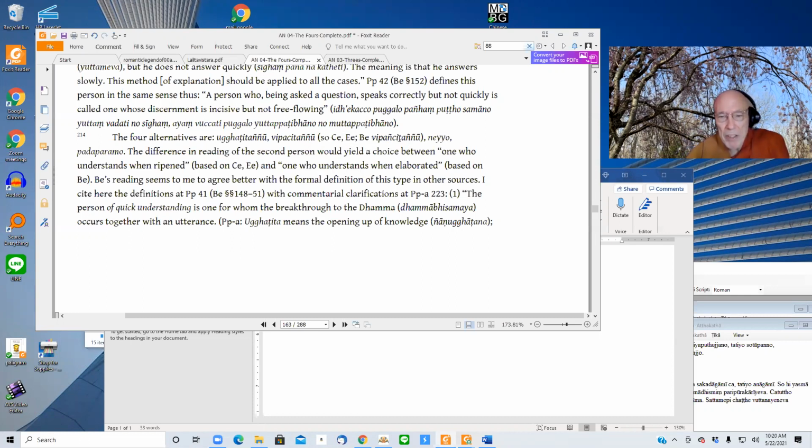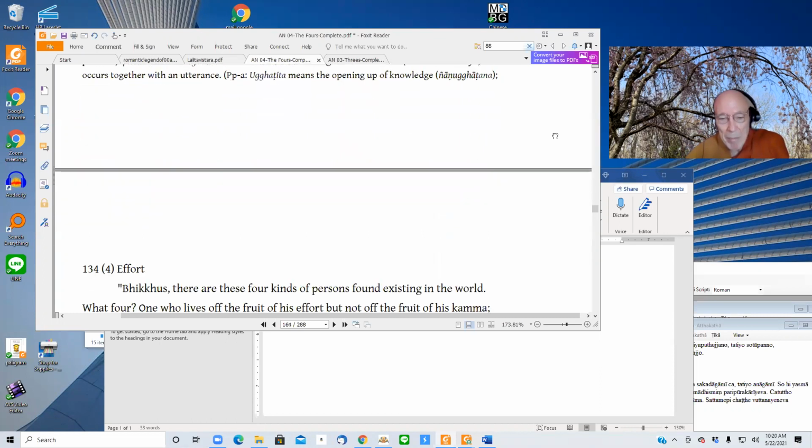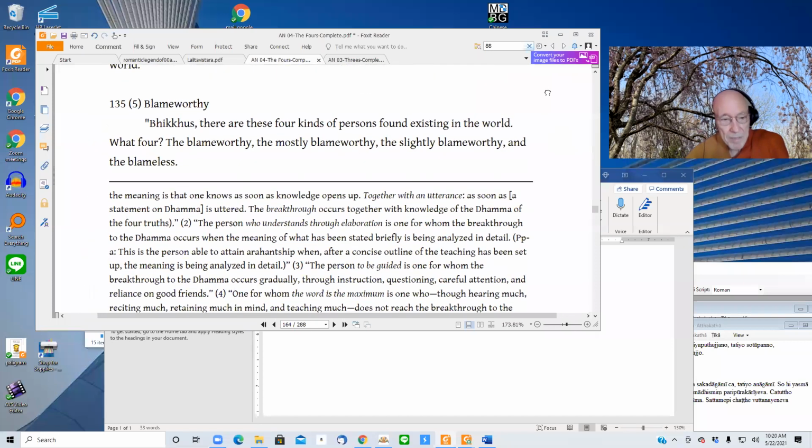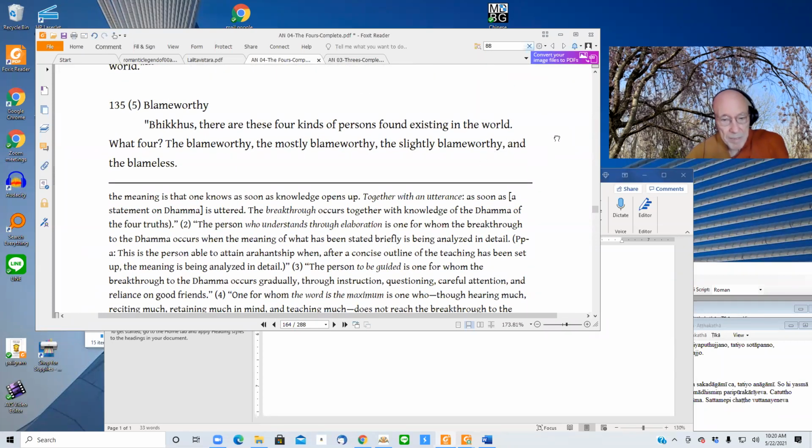And the Burmese reading, Vipañcitaññū, the word vipañcita means expanded or elaborated. So this would be one who understands when the teaching has been elaborated, elucidated in some detail. And then the commentary explains that this is one for whom the breakthrough to the truth occurs when the meaning of what has been stated briefly has been analyzed in detail.